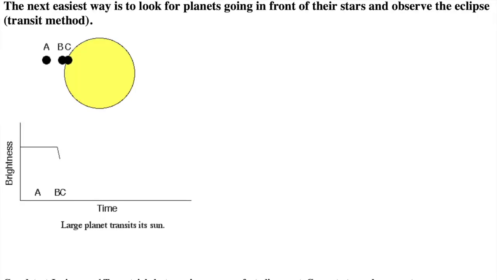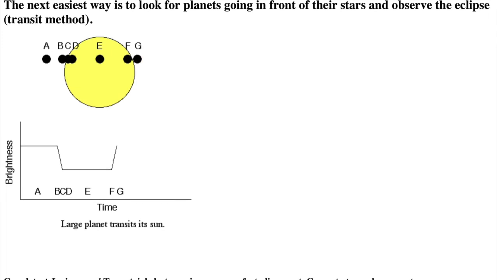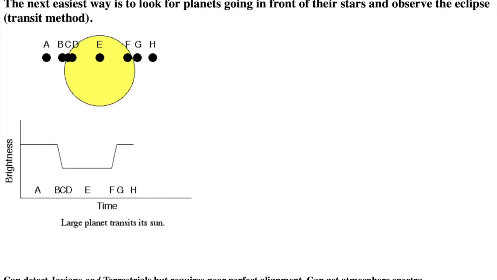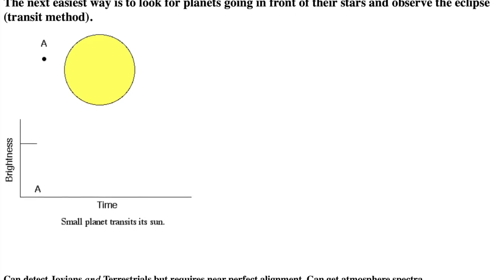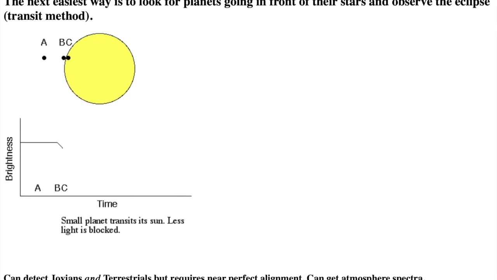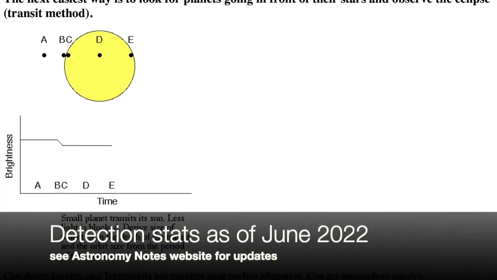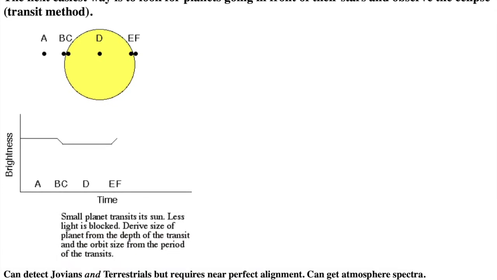The next easiest way is to look for exoplanets going in front of their stars and seeing how much of the star's light is blocked, plus measuring the time between successive eclipses or transits. This is called the transit technique, and it has turned out to be the most prolific method with over 3,800 exoplanets found from specially designed space telescopes.